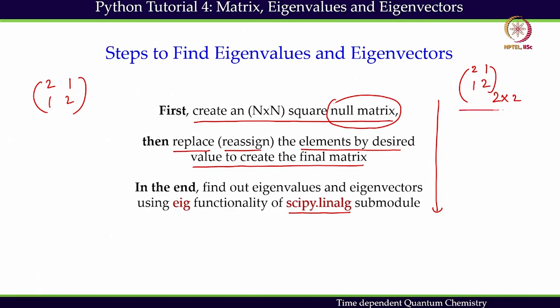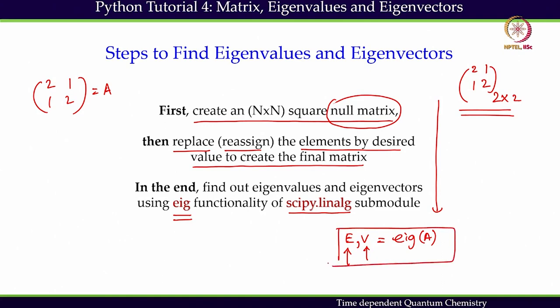And then once we have constructed the desired matrix, we can find out the eigenvalues and eigenvectors by simply using the EIG functionality. We can just write EIG within brackets. If I name this matrix, the array, to be A, then I will get this: E comma V, the energy and the eigenvector. Eigenvalues and eigenvectors will be given within this construct. It is a very simple way to do it.